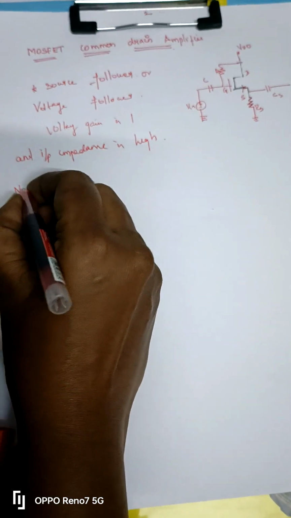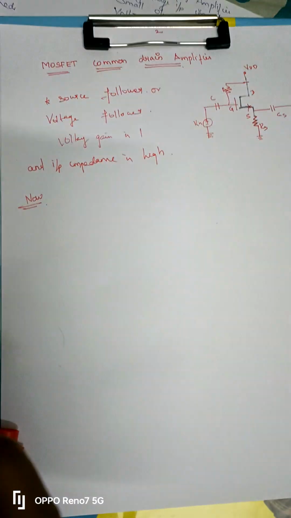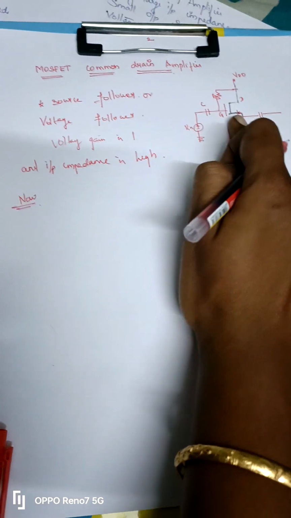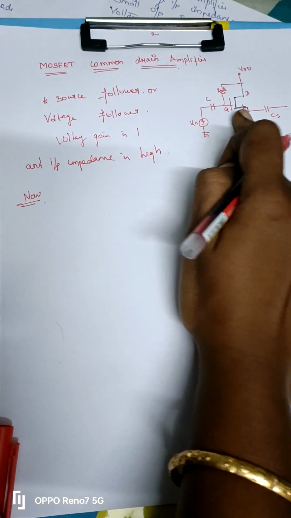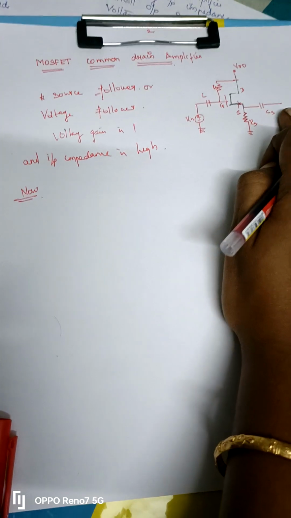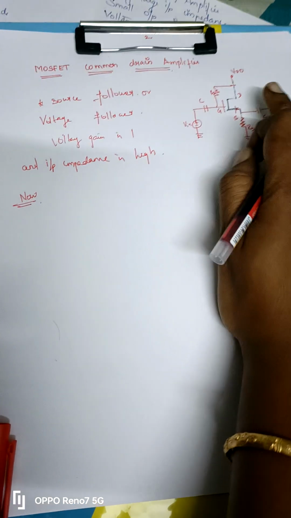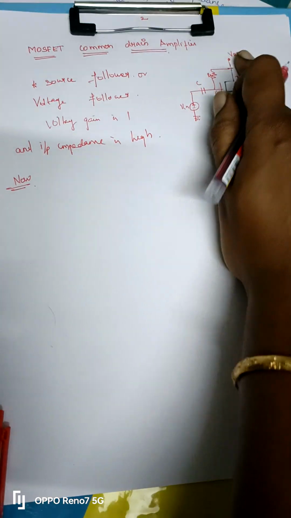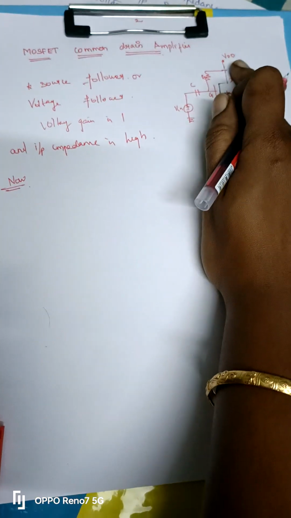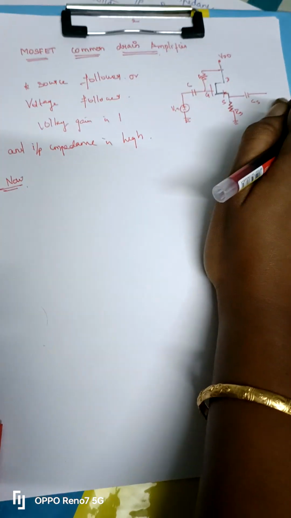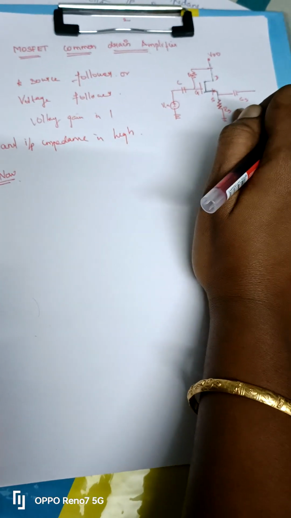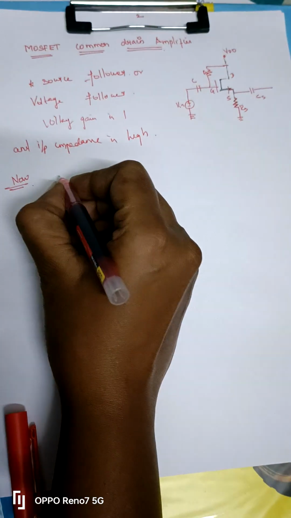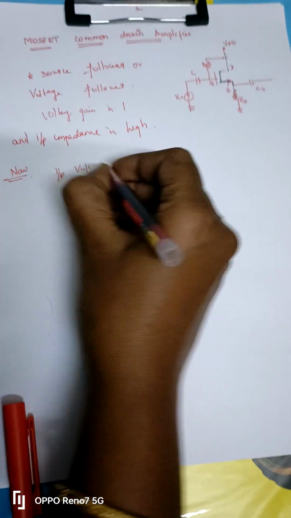Now the input and the output setup. First you put the signal into the gate terminal, then you get the output voltage from the source terminal. The drain is directly connected to the power supply. It means it is common to both input and output paths for the alternating current signal, that means the AC signal.